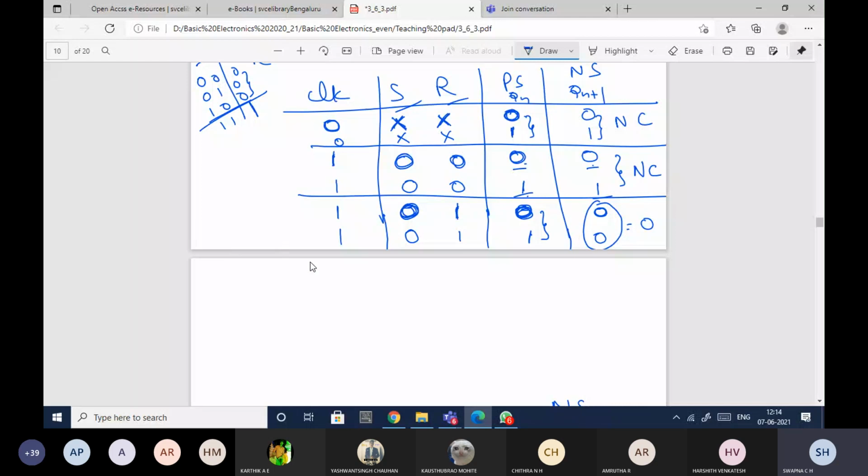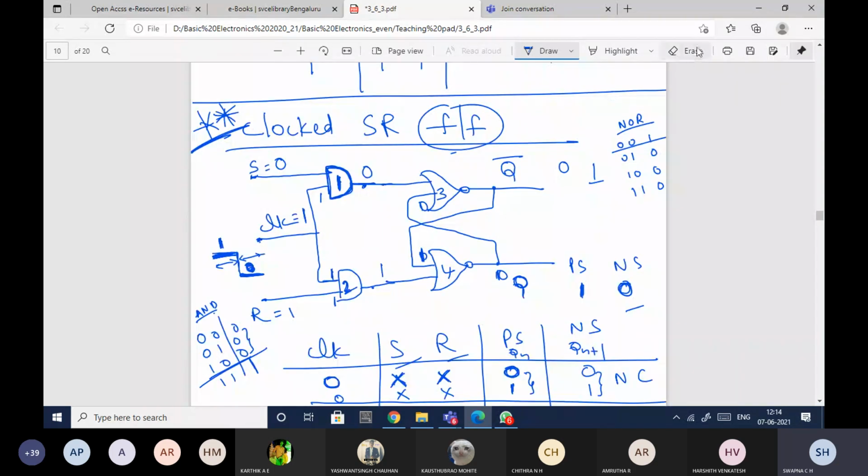Okay, next let me go with the next state. Clock is equal to 1. S value is 1 and R value is 0. Okay, S value is 1 and R value is 0. Let me consider the present state to be 0. Okay, let me change all the values again.